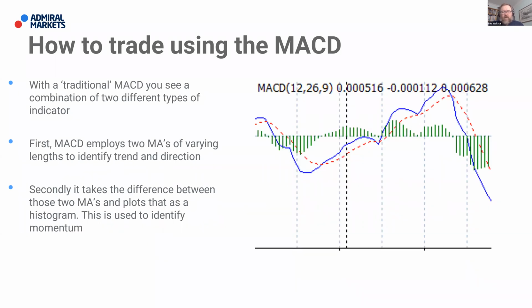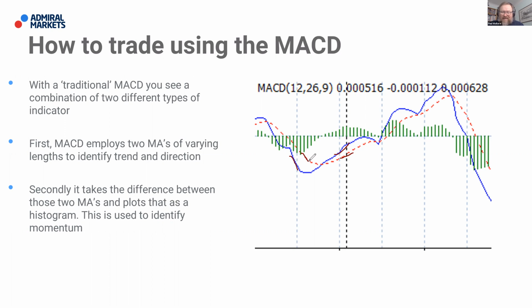So what I'm going to talk about is a traditional MACD. When you use a traditional MACD, let's use our drawing tools to help us, we see a combination of two different types of indicator. The first, MACD employs two moving averages of varying lengths to identify the trend and the direction. So on a traditional MACD, you will see something like this. Here we have two moving averages.